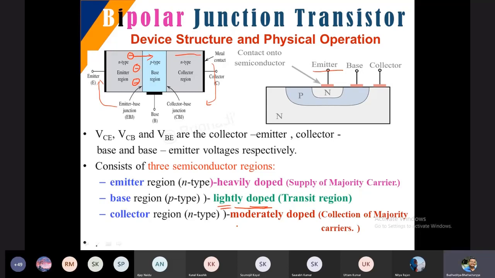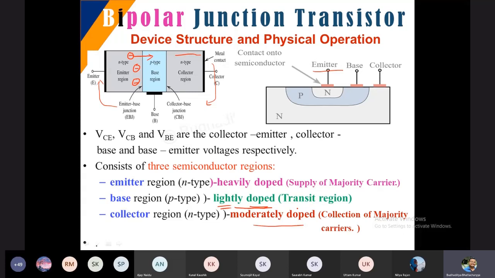On the other hand, the collector will be moderately doped because it is primarily used to collect the majority carriers. If it is already very heavily doped, definitely there will be issues of saturation. But if it is moderately doped, it can accept the electrons as they come towards it. All right, so this is about the structure or the physical parameters of the junction.